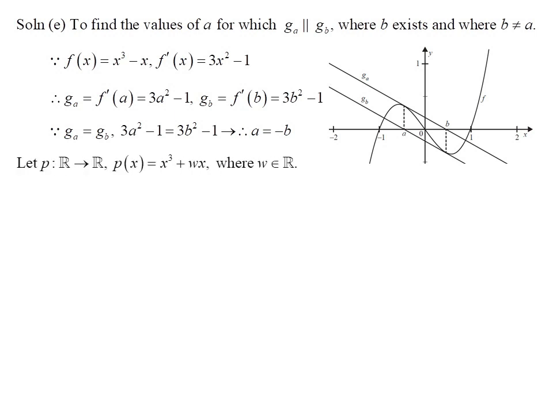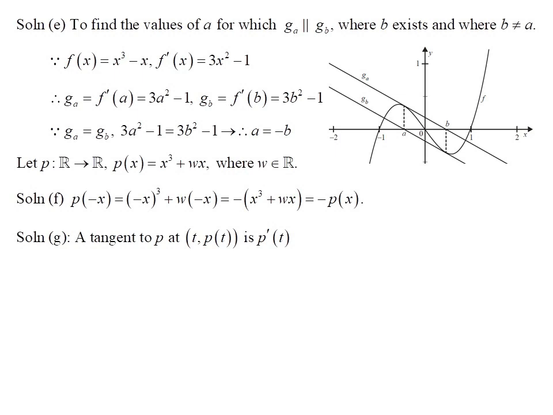Now, a modified function p of x equals x cubed plus wx is introduced, where w is a real number. Part F is to show that p of x is an odd function, which implies p of negative x equals negative p of x. Since p of x equals x cubed plus wx, p of negative x equals negative x, in parentheses, cubed, plus w times negative x, which equals negative times x cubed plus wx, in parentheses, which equals negative p of x.